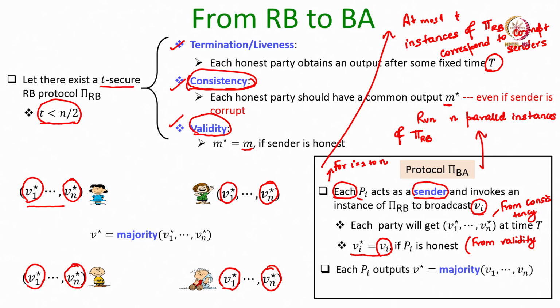Now, we have to provide an output decision rule for the pi BA protocol, because the BA protocol requires a common output from all the honest parties. So, the output that each party produces in this pi BA protocol is the following. They simply output the majority value of their vector. Sorry for the typo, this should be v1 star, v2 star, vn star, because their output vector is v1 star, v2 star, vn star. So, they see if there is a value which occurs a majority of the times. If so, they output that value.